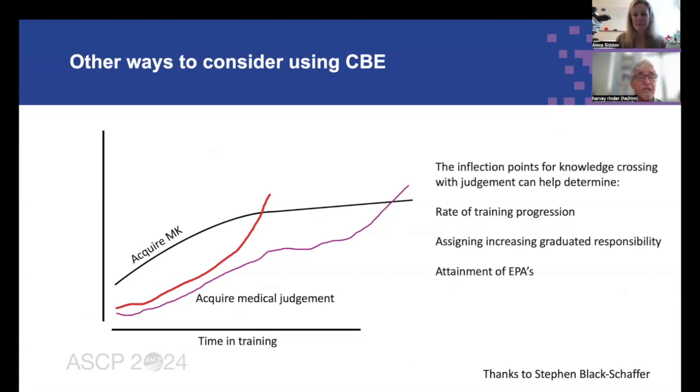But the aspect here is that the inflection points for knowledge crossing with judgment can help determine how quickly the resident can progress in their training, to assign them increased graduated responsibility, and to basically say that they've attained certain EPAs.